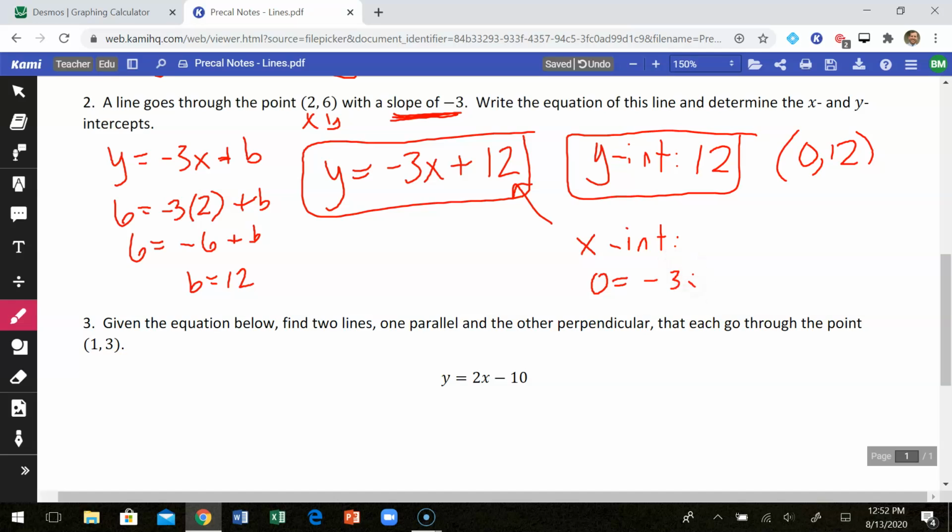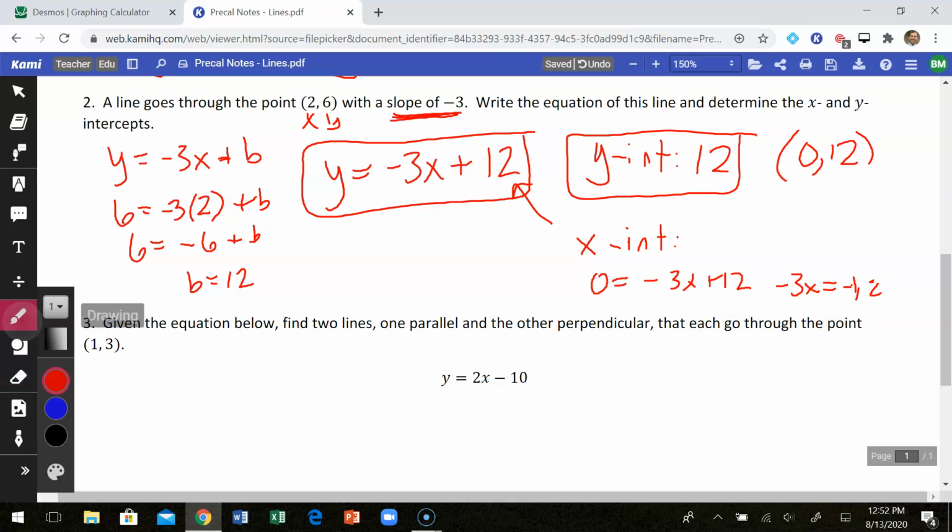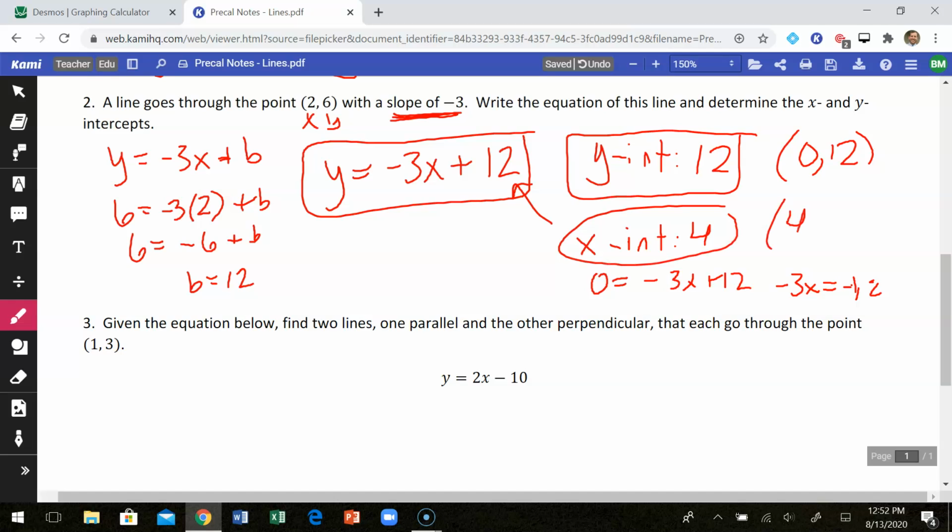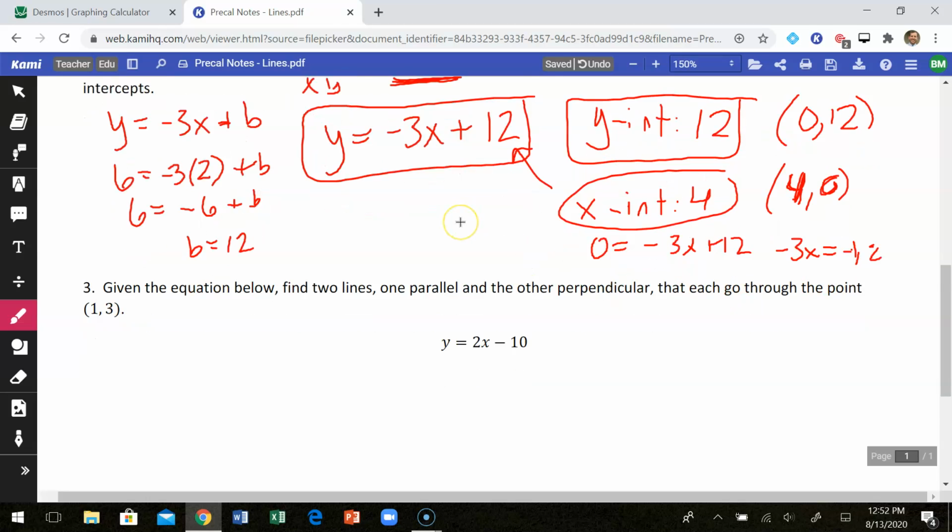So 0 equals -3x plus 12. If you subtract the 12 over, we would get that -3x is equal to -12, and therefore x would be 4. So my x-intercept is 4. You could say that as a point, that's (4, 0), right? My x is 4 when my y is 0. So if you write the equation in slope-intercept form, you've got your y-intercept really quickly. Just a little bit of work to find your x-intercept there.